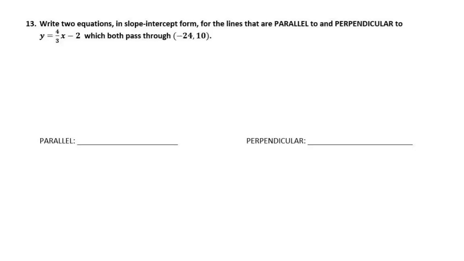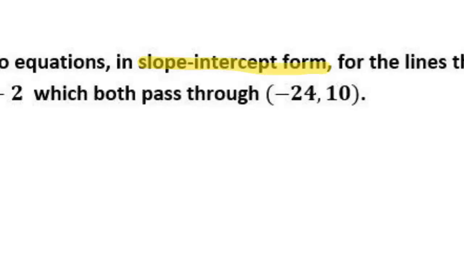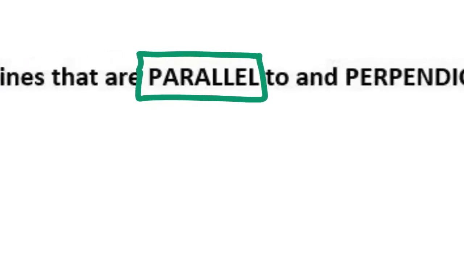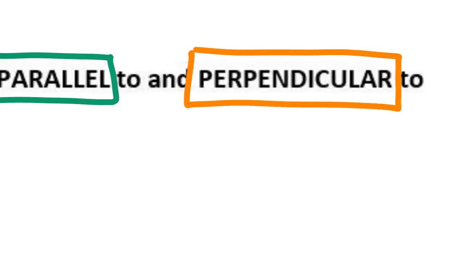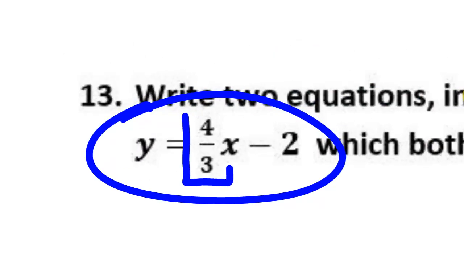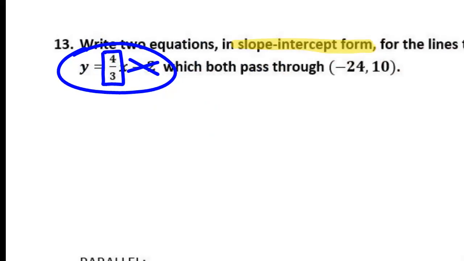You guys had one like this on the skills check yesterday. We're going to write 2 equations, both of them in slope-intercept form, for lines that are parallel and perpendicular to this given line. What's the only thing I need from that given line? 4 over 3. The slope is the only thing I want. I don't care about any of the rest of that line.